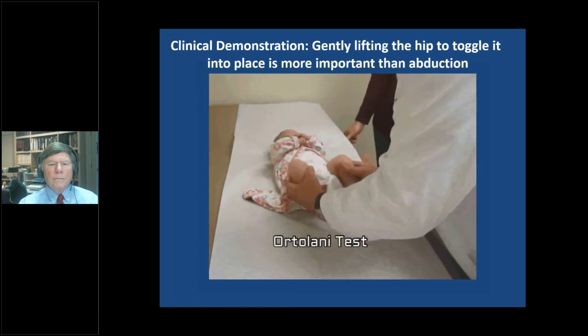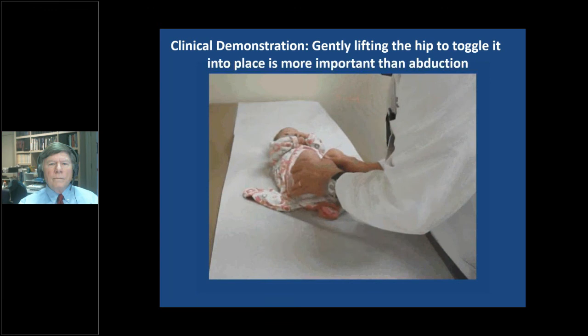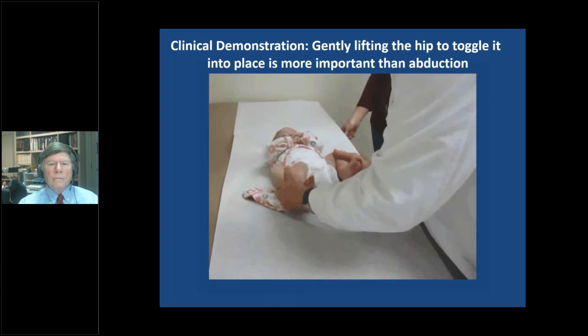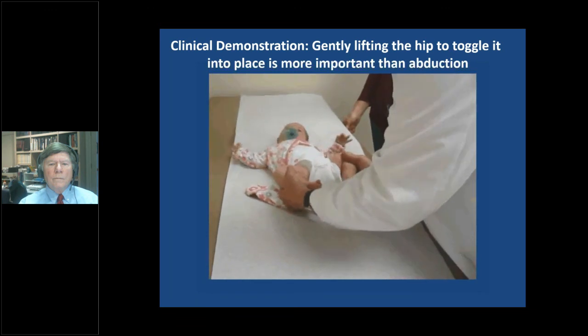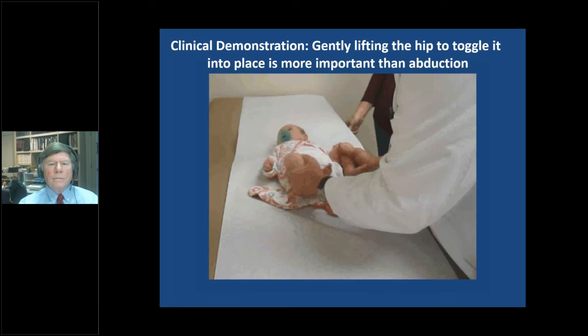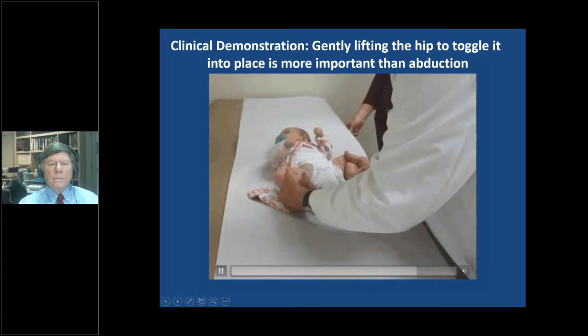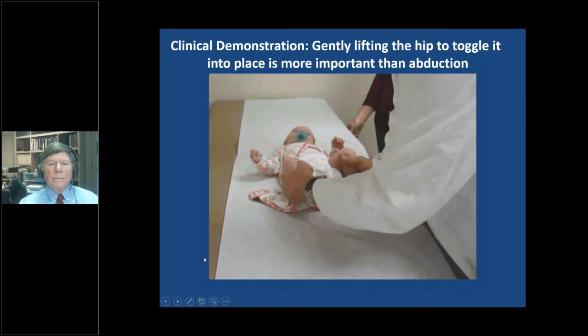That's the Barlow test. Now the Ortolani test, the hip is dislocated, and we put our finger back here and just bring it out. And it'll pop the hip back in the socket if it's out. So the Ortolani test is just like this. And the Barlow test puts a little pressure backwards and then does the same thing.